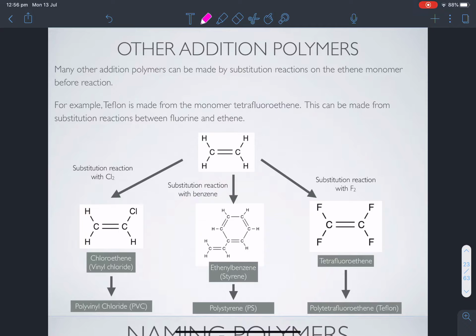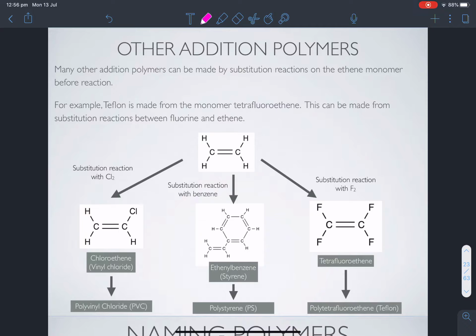Okay, so many other addition polymers can be made by substitution reactions on the ethene monomer before the polymerization. So for example, Teflon here is made from the monomer back here, tetrafluoroethene. It's got the ethene backbone, but instead of the 4 hydrogens, it's got four fluoros, therefore the tetrafluoroethene. Okay, and we need to talk about how we get from there to there.